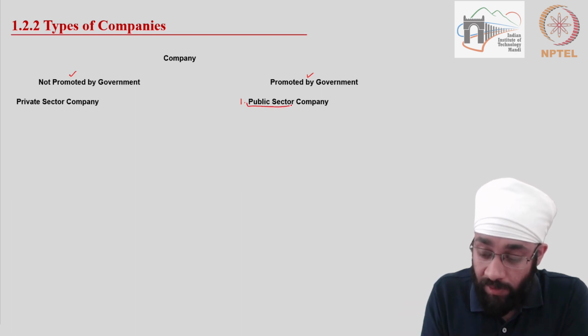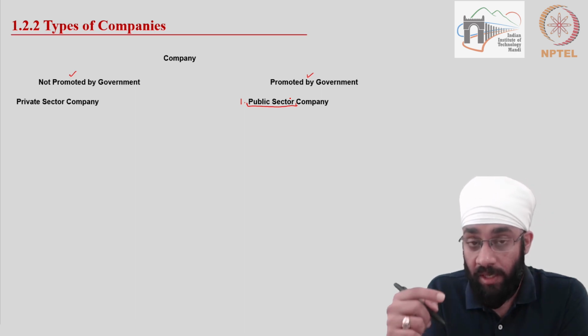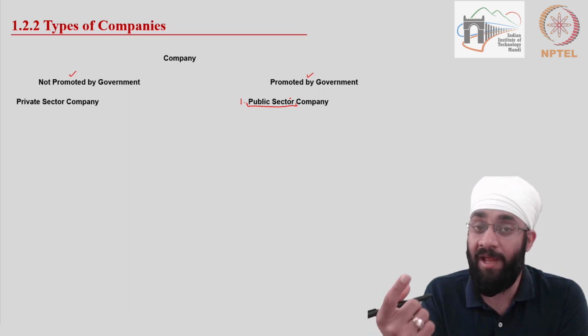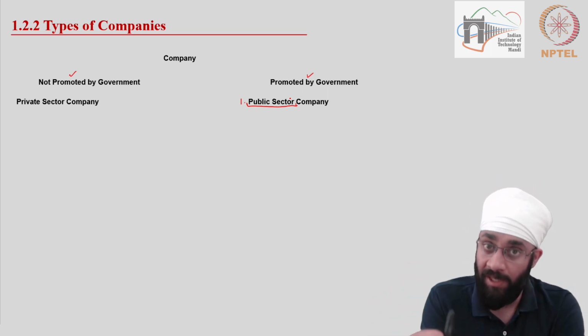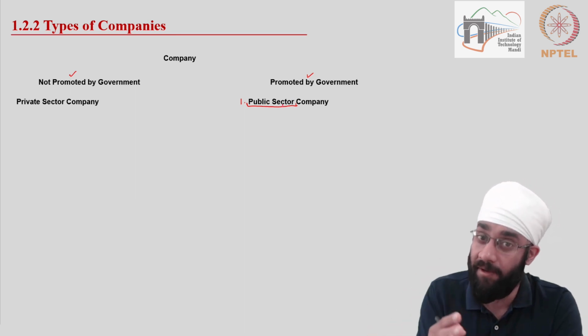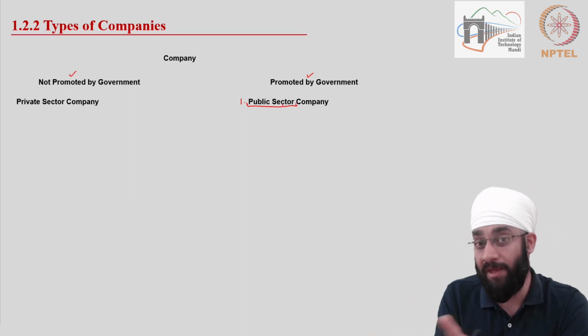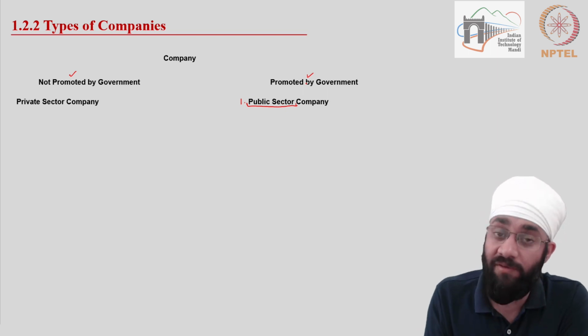Note these two words, public and sector. When you say public sector, government represents the public and public's money is with the government. Government puts the money in a company. Hence, it is going to be called a people's company or a public sector company. You never call it public company. It's called public sector company. Public sector refers to government sector.